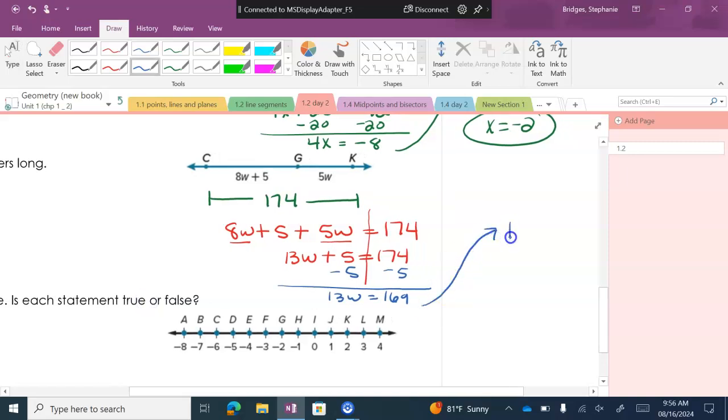Move over here. Then I'm going to divide by 13. 169 divided by 13 is 13. Oh, yeah, 169. Okay. Does everybody understand where 13 came from?